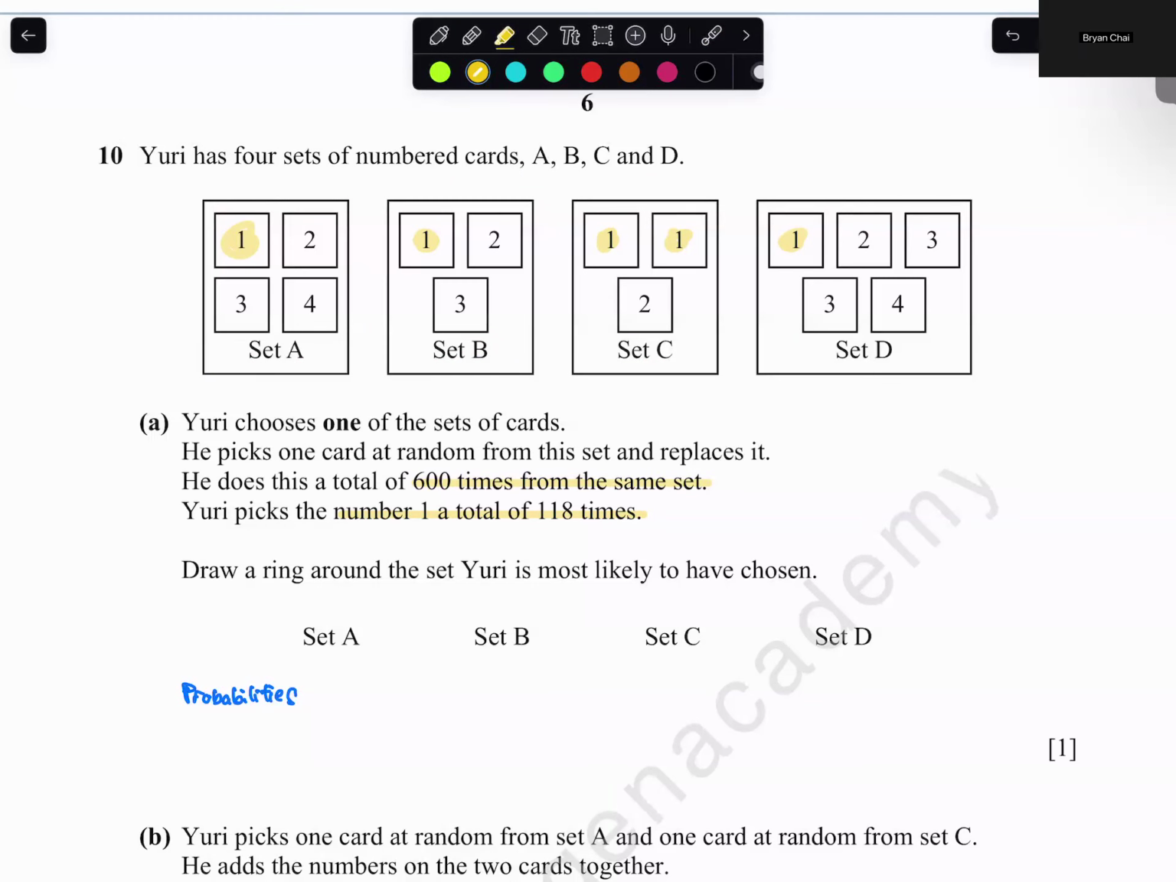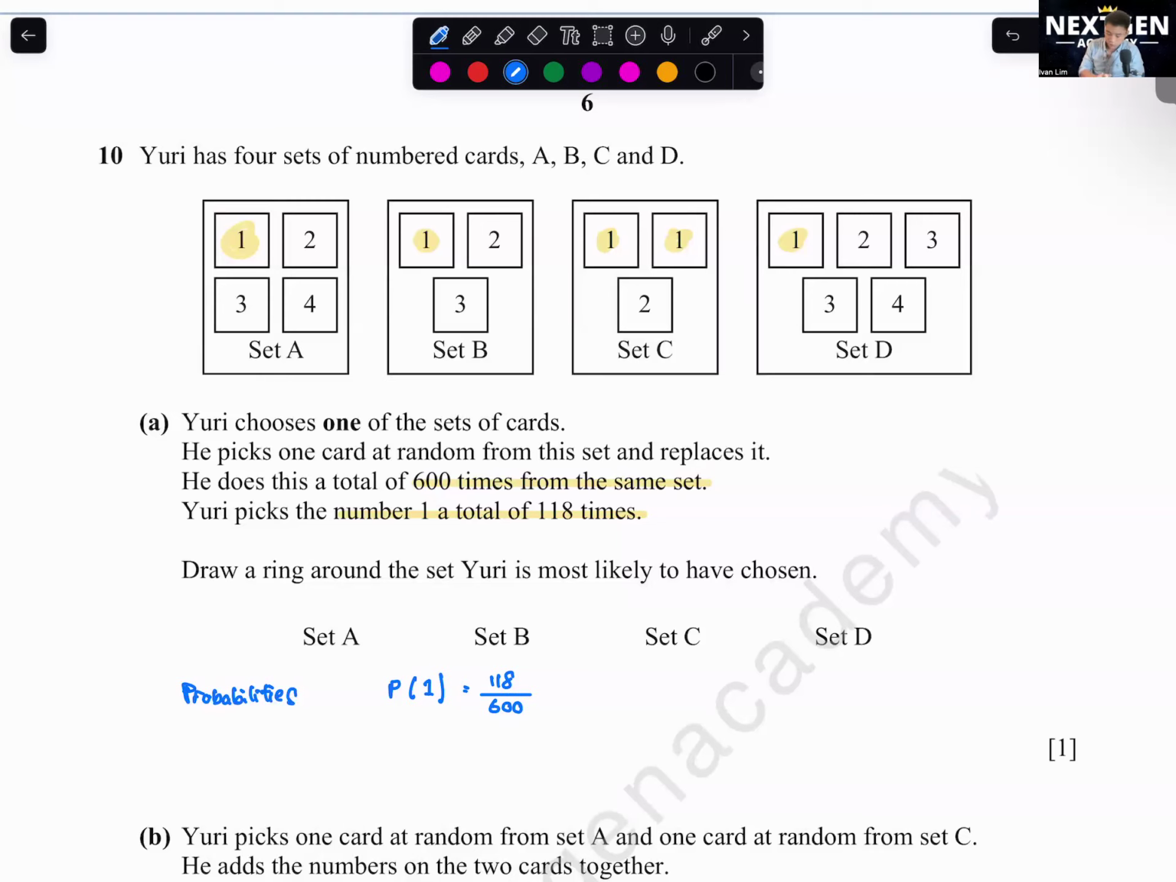Okay, what's the first thing that we need to calculate? We need to find the probability of getting one first. How do we get that? We can write probability like that, P of 1. You just take 118 over 600, because he took 100 and he got 118 times out of 600.